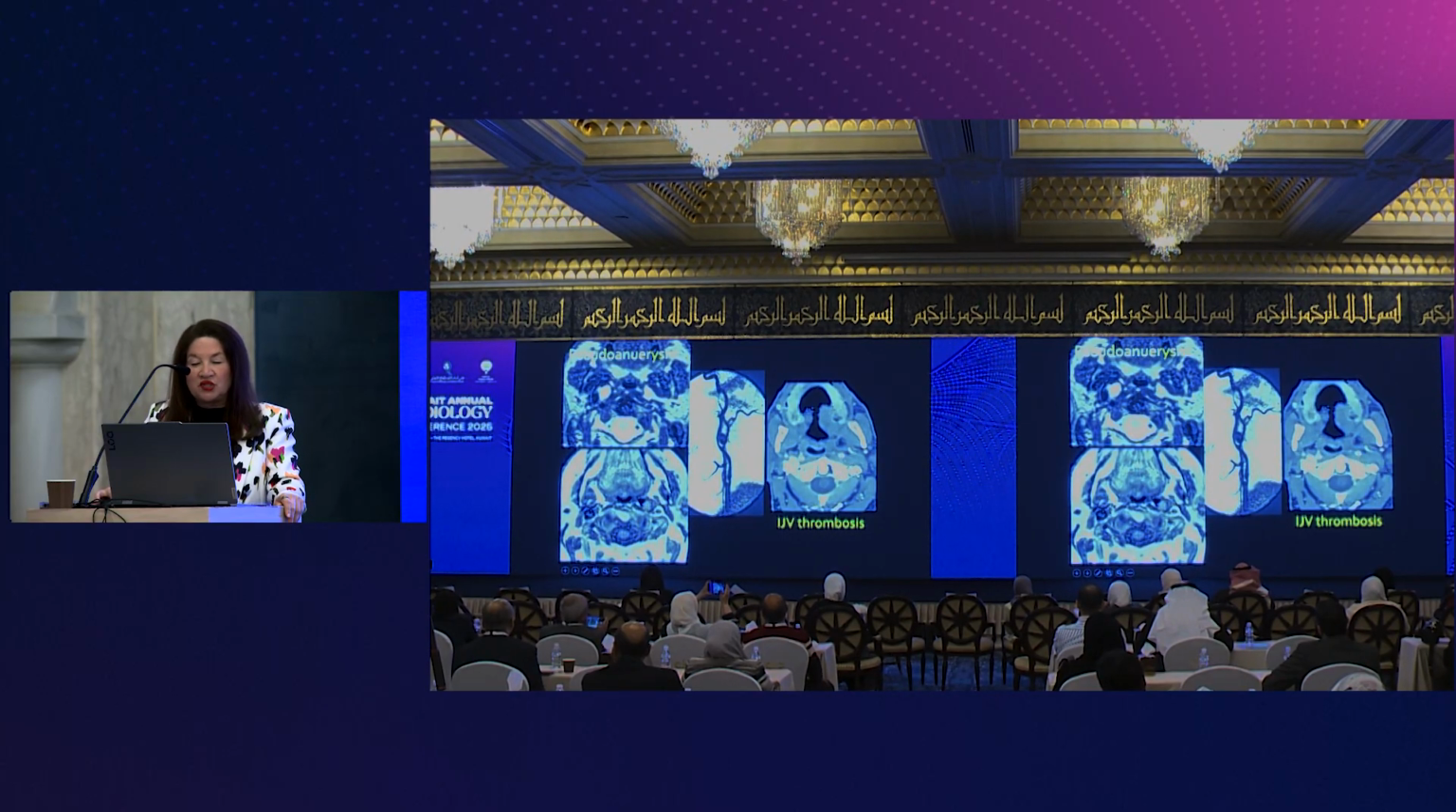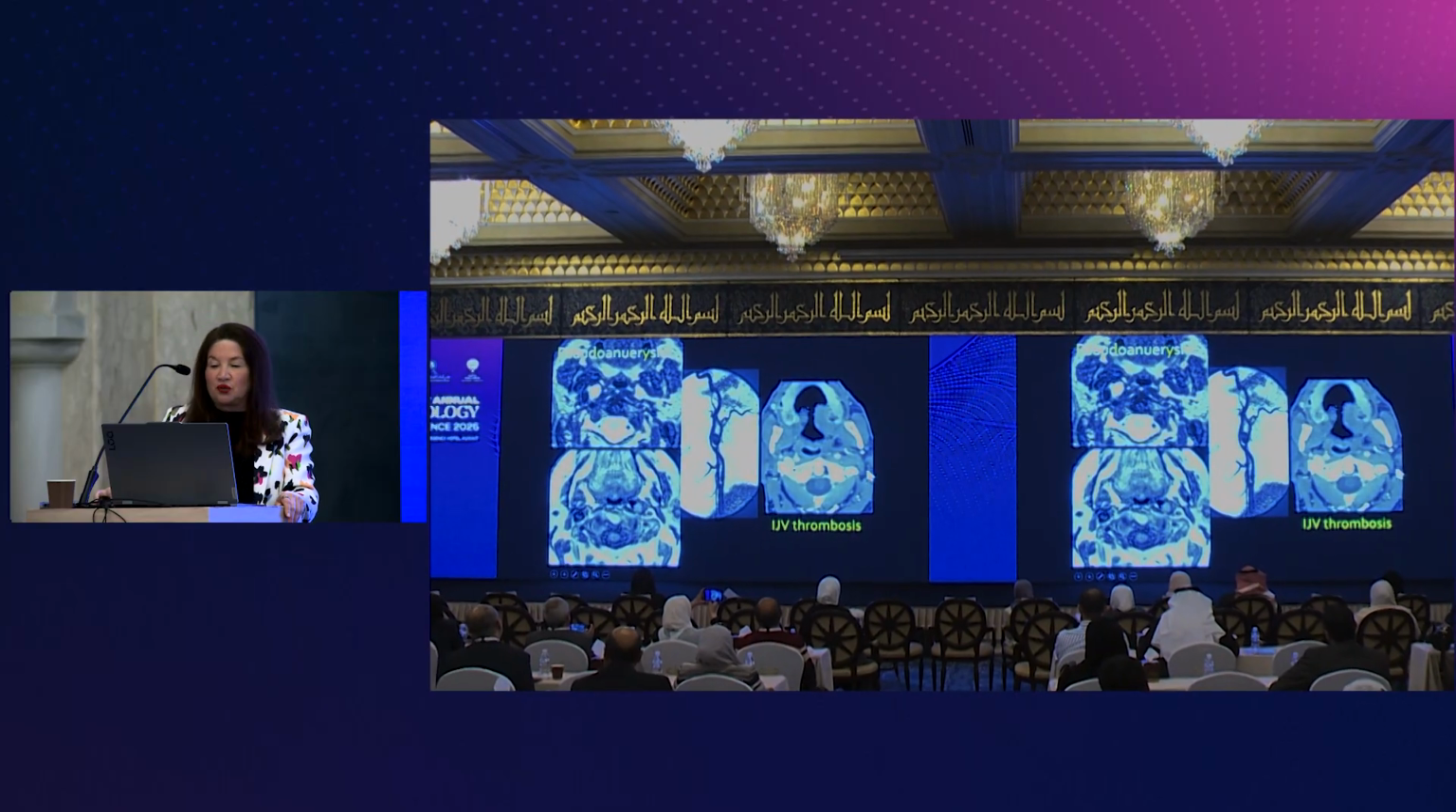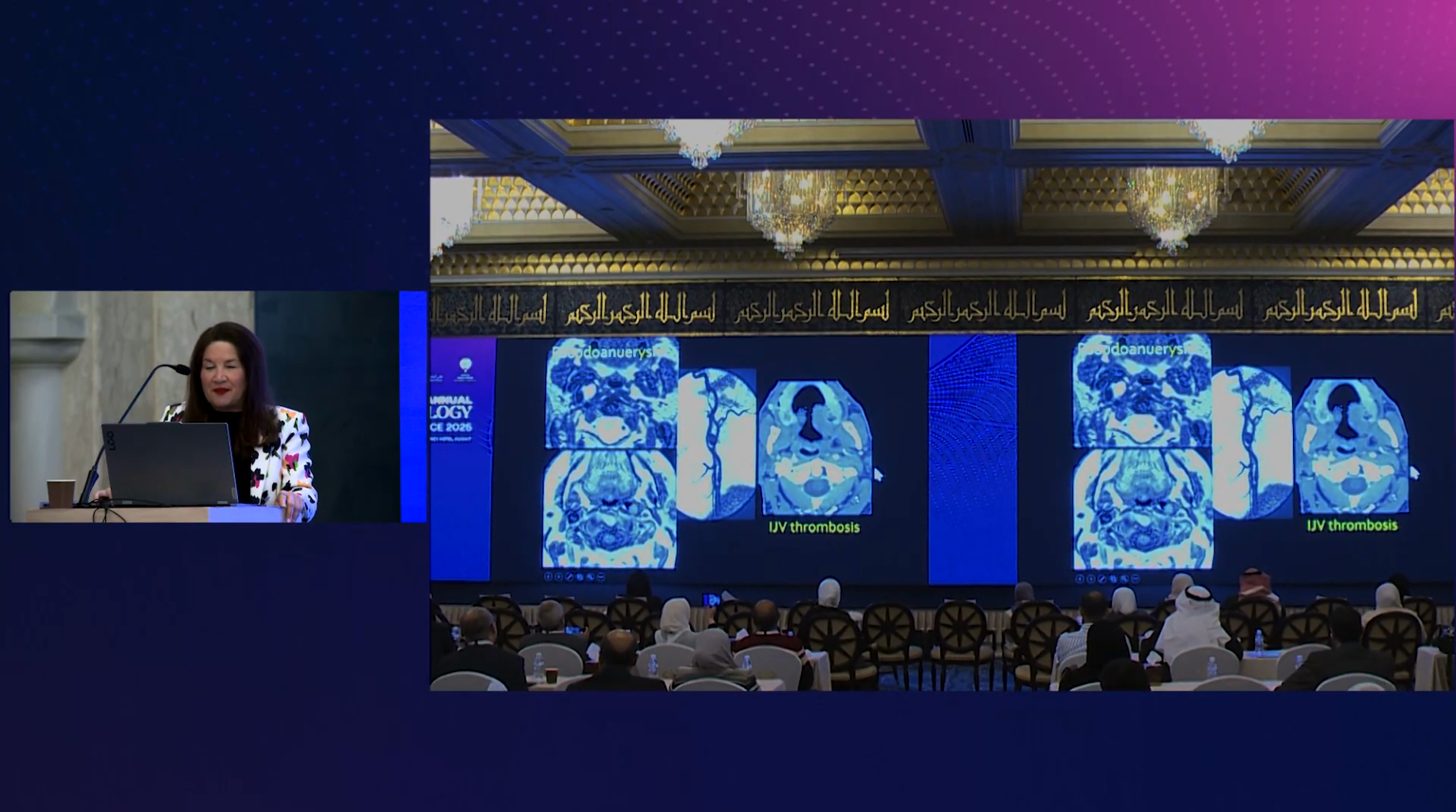This is thrombosis of the internal jugular vein. You can see the normal vein here, carotid artery, and this is clot in the internal jugular vein, not to be mistaken for a mass.